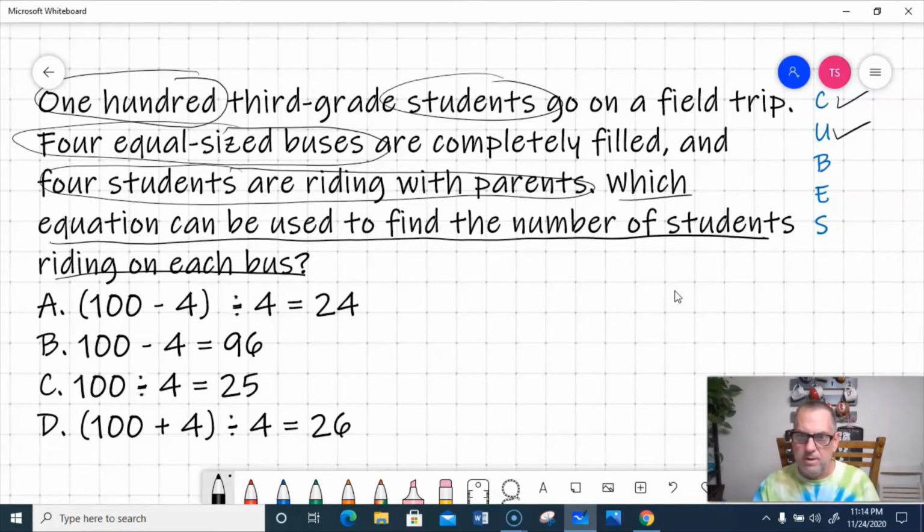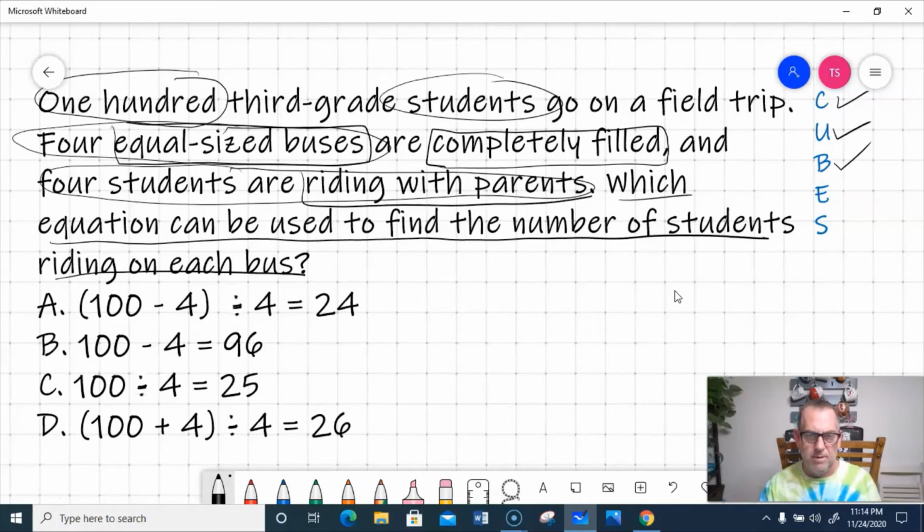So next thing I'll do is box in maybe some clues. It's going to tell me what I need to do. First thing I see there is equal-sized buses, and they're completely filled. So that's definitely equal-sized groups right there. Next thing I see is 4 students that are riding with their parents. That's important in the question. And the last thing I see right here is number of students riding on each bus. So that means each bus is going to have the same number of students riding on it. So you see a lot of things that are talking about equal-sized groups there.